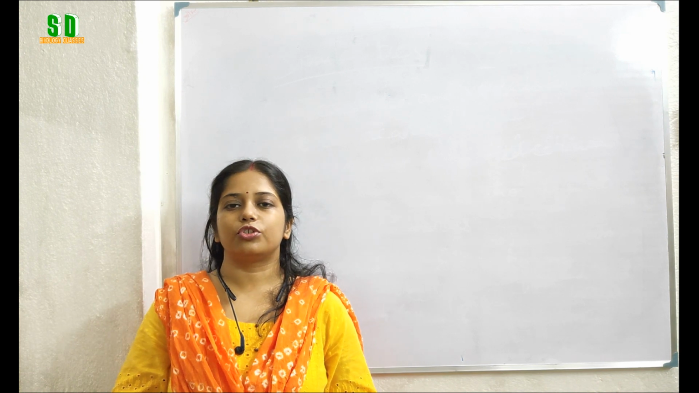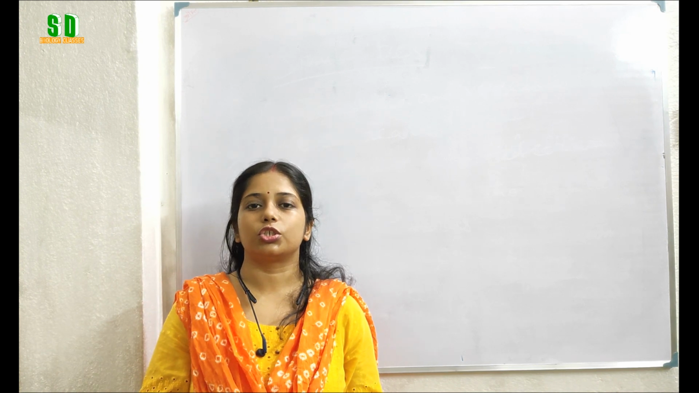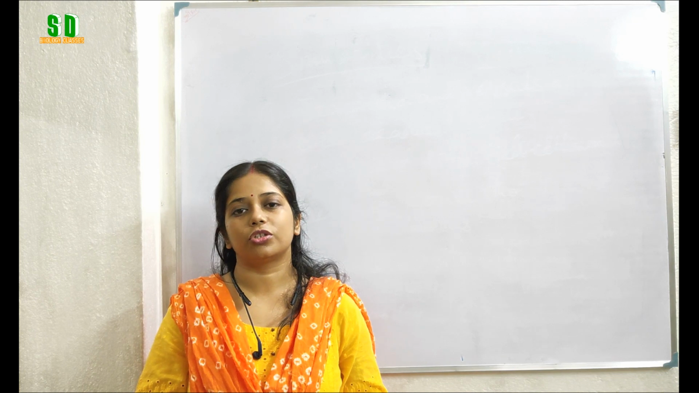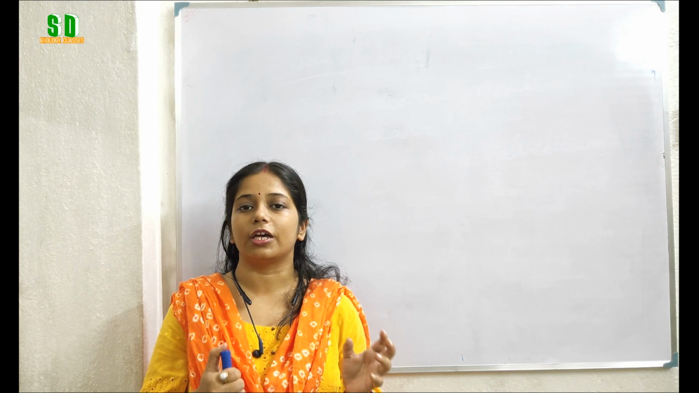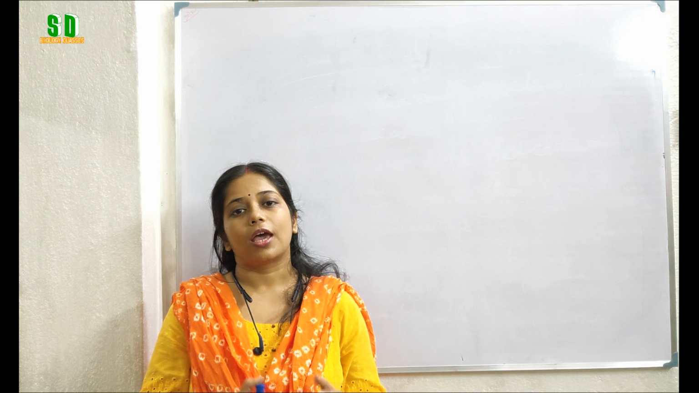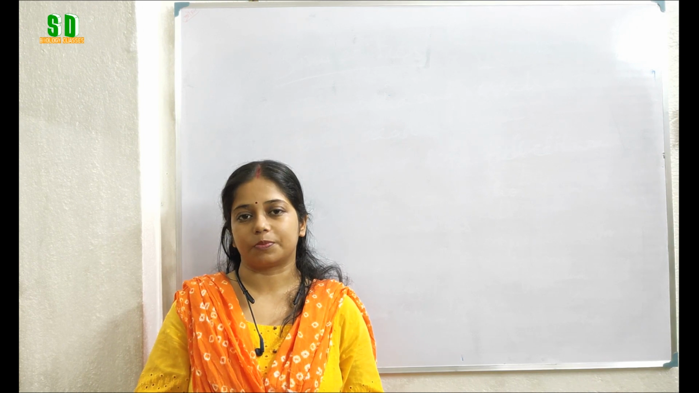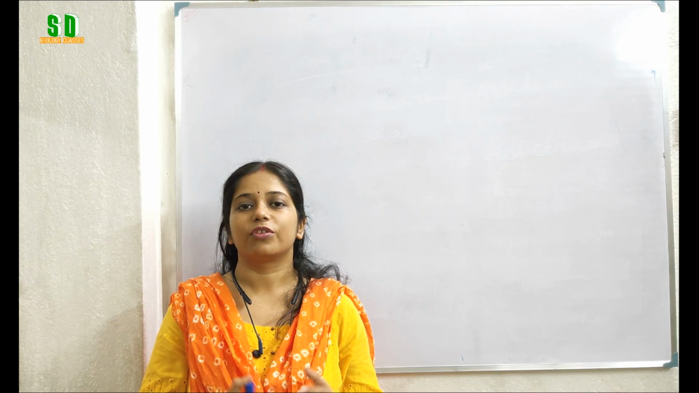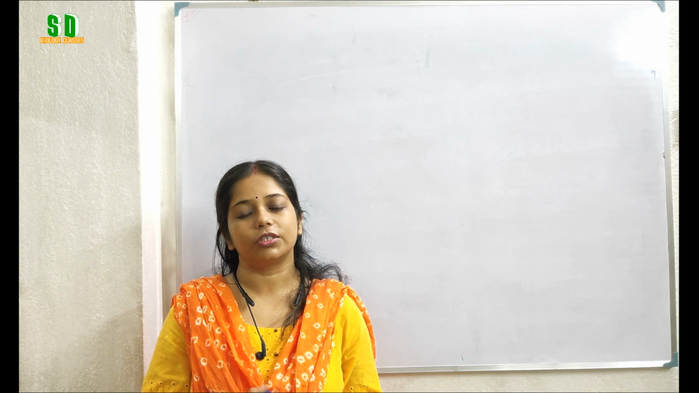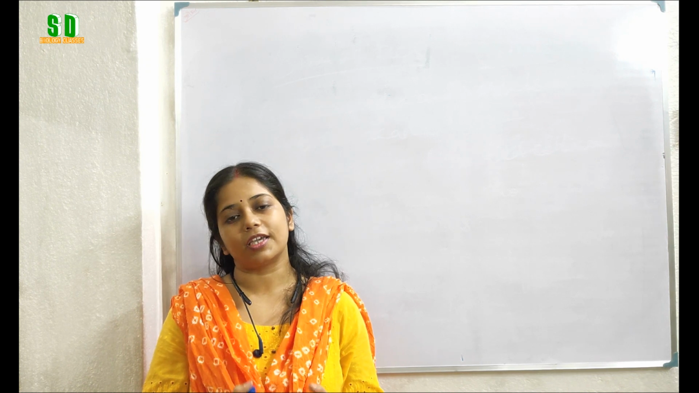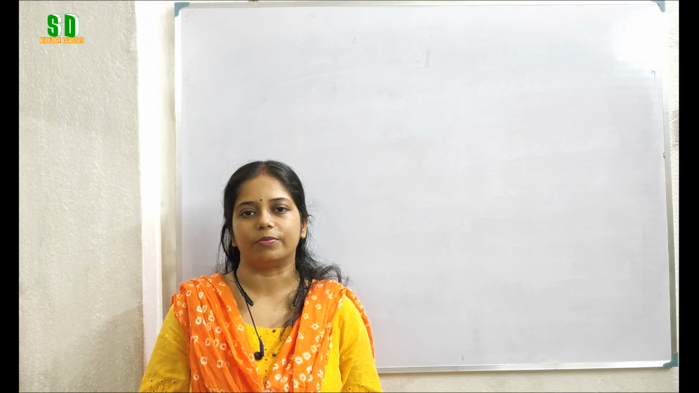Students, in the next video we will learn which tissue helps in the transportation of the food material prepared in the leaf of the plant. The tissue that helps in this function is the phloem tissue. Phloem is another type of complex permanent tissue. So in the next video we will learn about the phloem tissue.